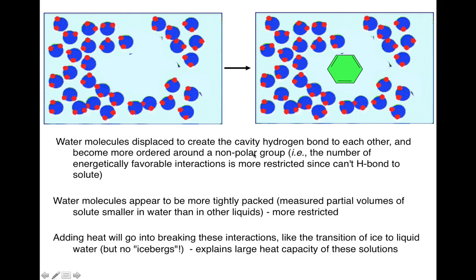Now, it turns out experimentally, if you take a solution, let's say of benzene and water, and you heat it up, it breaks up these interactions because things can move around more. And it's kind of like the transition of ice to liquid. The so-called phase transitions, where you melt ice, you have to put a lot of heat in right at about 0 degrees Celsius to melt ice, because that heat goes into breaking all these other interactions. And so these solutions have very large heat capacities. So that's a hint that, again, there is more ordered water in these solutions than there is in liquid water.